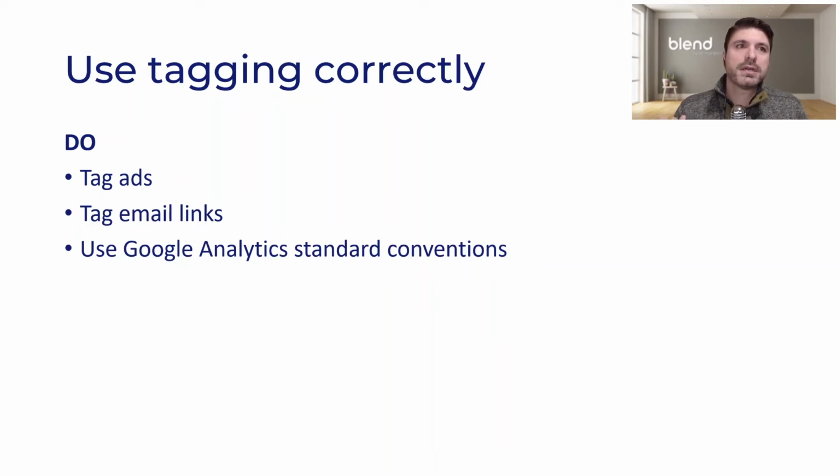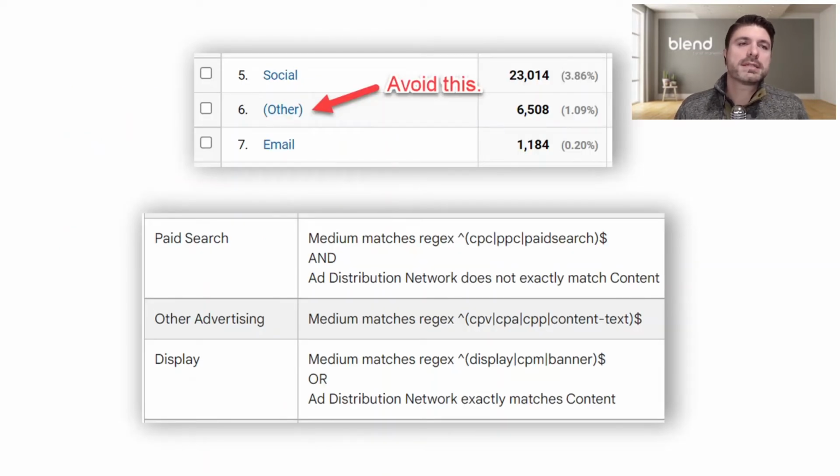And when you do, be sure to use a standard naming convention rather than just making up your own. The reason that's important is sometimes we see a situation like this on the top screenshot here, where Google didn't know which channel the traffic belonged to because someone didn't follow a standard naming convention. On the bottom screenshot here, you see how Google defines a few of their channels. For example, if you want your display ads to show up as display traffic in Google Analytics, the medium needs to be set to either display or CPM or banner.